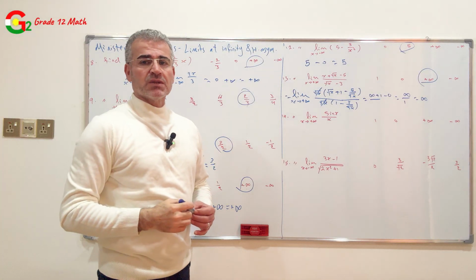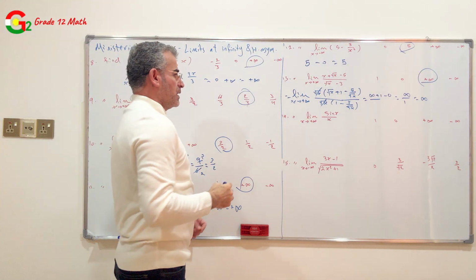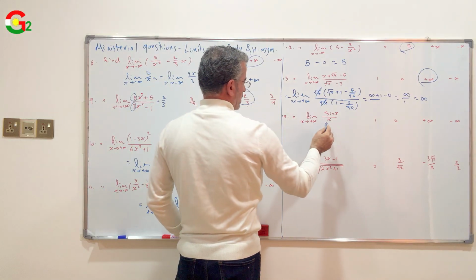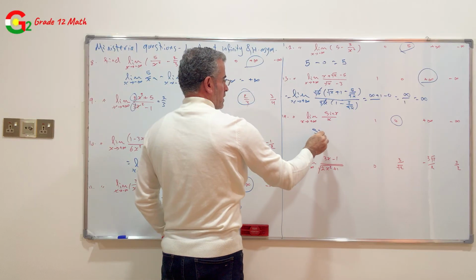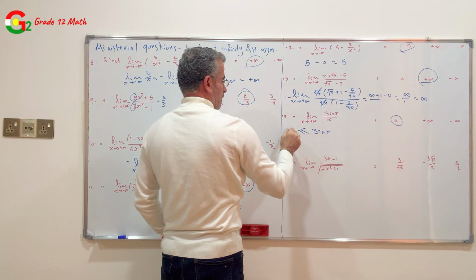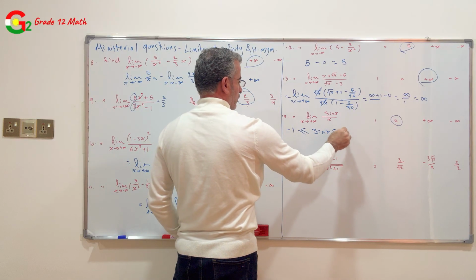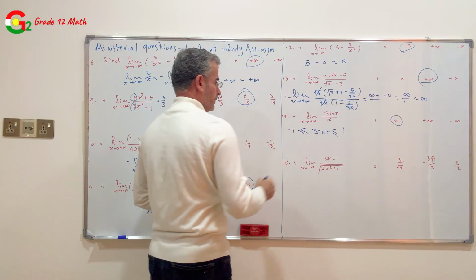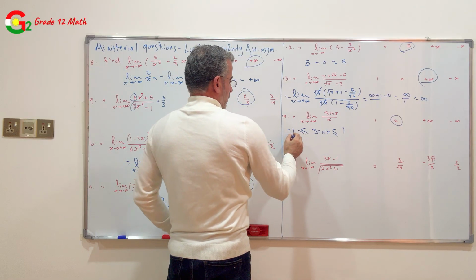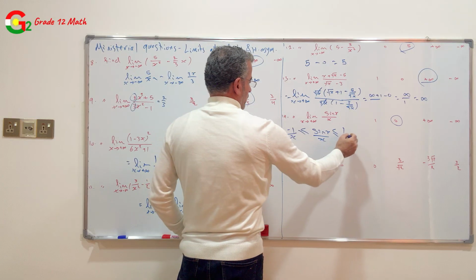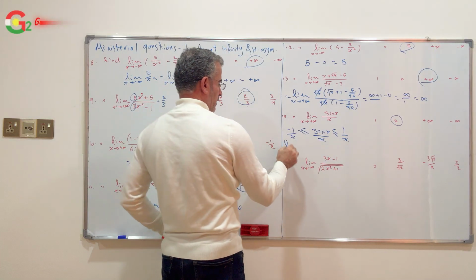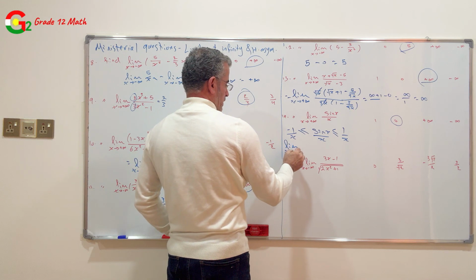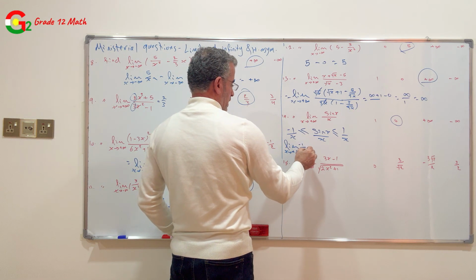Limit as x approaches positive infinity of sine x over x, by squeeze theorem. The answer is 0. Since sine x is greater than or equal to negative 1 and less than or equal to 1, that is the range of the sine. Divide all sides by x and take the limit when x approaches positive infinity for all sides.